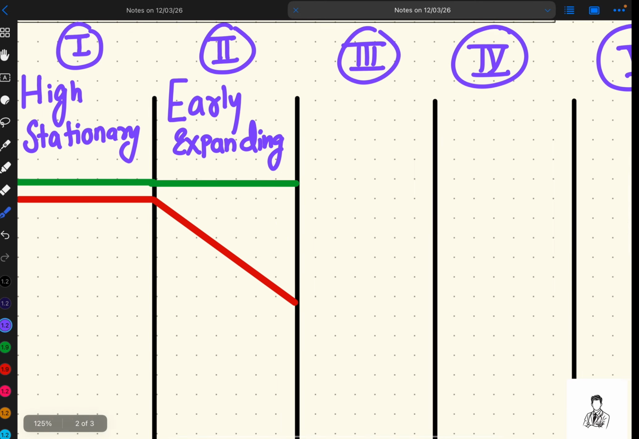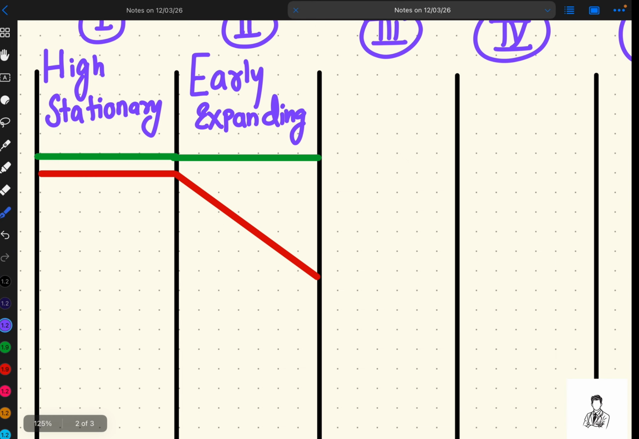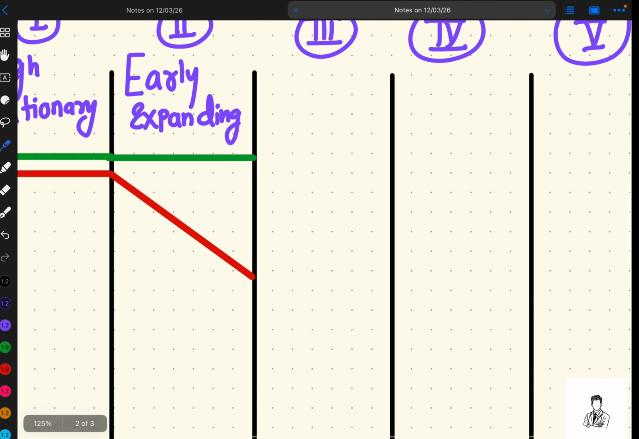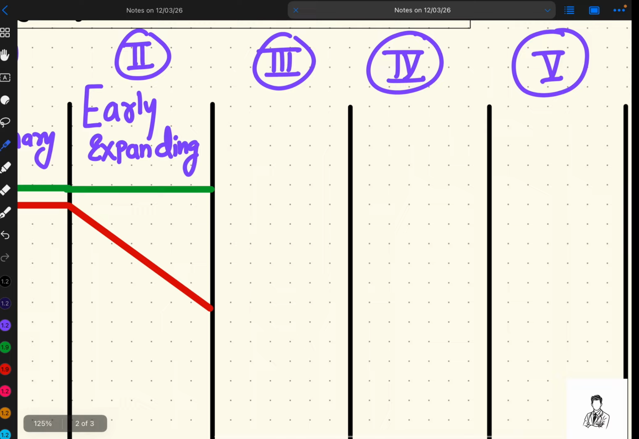In this stage, death rate falls due to vaccination services, good sanitation, and antibiotics. In this early expanding phase, we see a population explosion. Birth rates remain high and the population increases rapidly. Many of the developing countries were in this stage at earlier times. So we will see what happens in the next stage, that is the third stage.